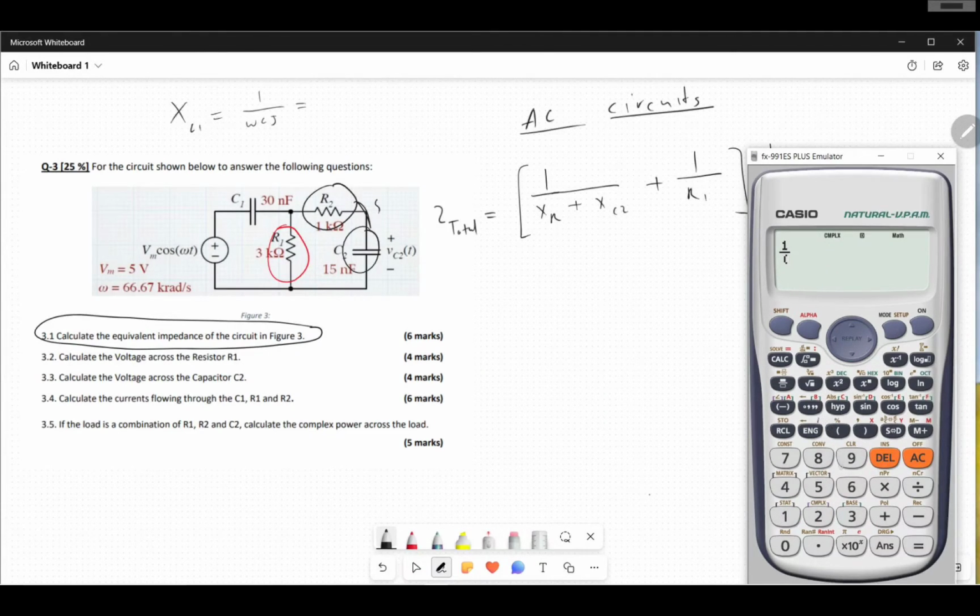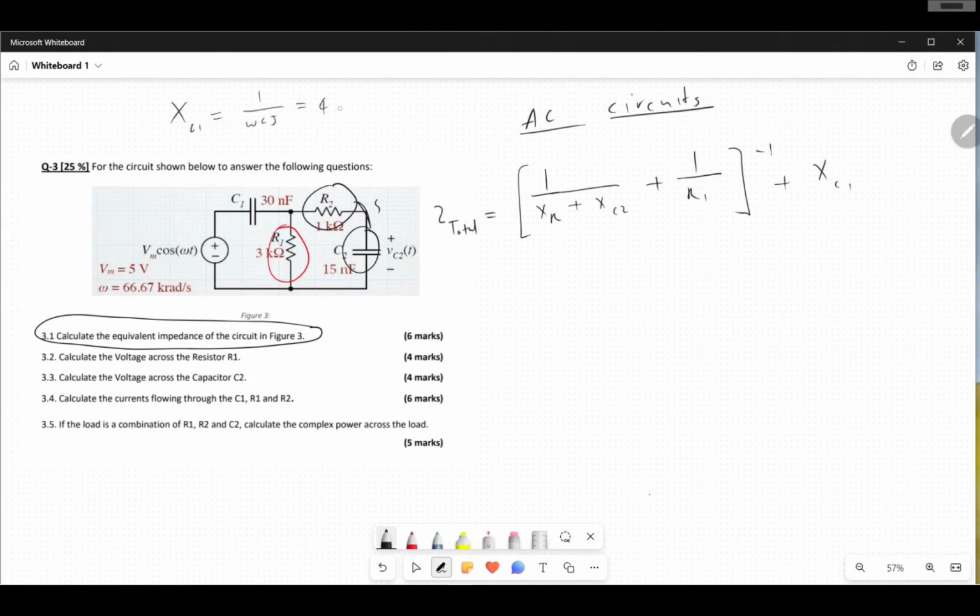Cool. 1 all over, I'm repeating the same thing because I made a mistake the first time. 6.67 times 10 kilo, 3 open, then capacitance is 30 nano, which is negative 9, close, and we put I for J. If I compute this, I get this number. Then I shift store this number at A. So now that equals negative 499.0 J, complex. I stored it at A.